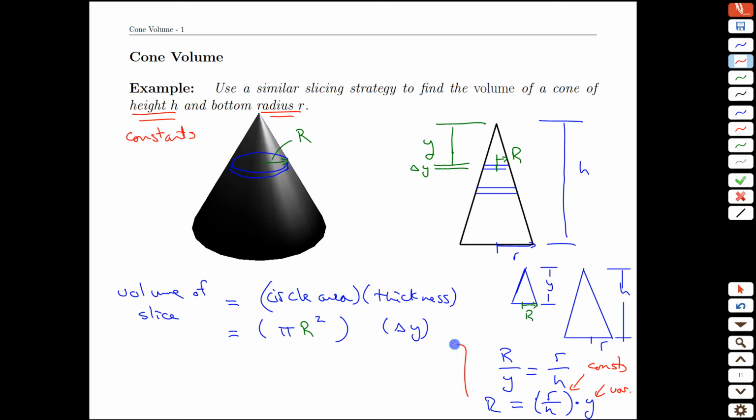And that we can then sub into our formula here. We'll have pi times, in parentheses, little r over little h times y, all squared, times delta y. What is that telling us again? This is the volume of one slice. If you tell me where you want to take your slice, down here at some value less than h, I can find the radius of that slice. That's what this formula gives us. Once we have the radius, we do pi r squared to find the area of this region, and then we just multiply by the small thickness delta y to get the overall volume. We're going to copy this to the next page and continue on.